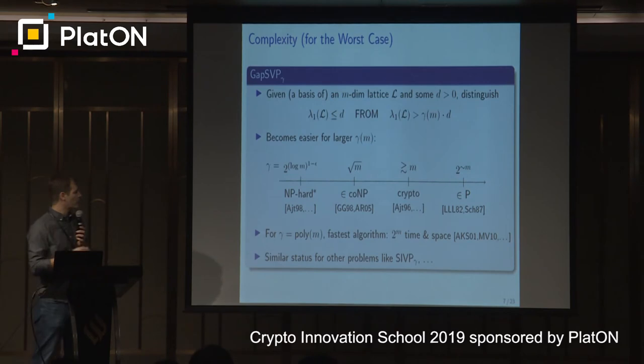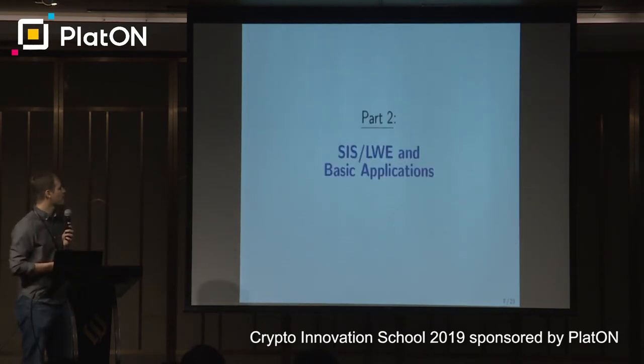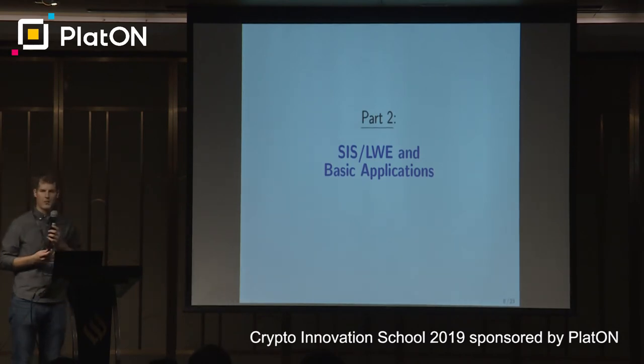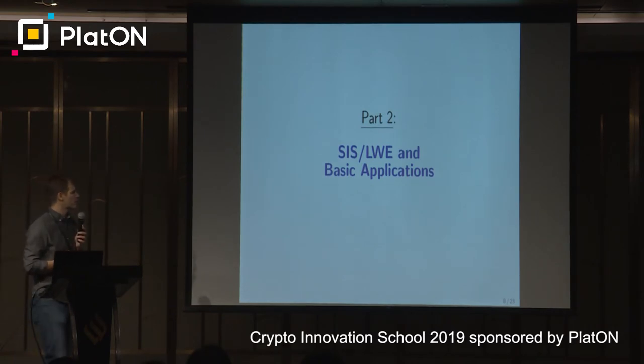So there are other problems, as we mentioned, things like the shortest independent vectors problem, and the complexity of these problems is similar to that of the shortest vector problem, with polynomial factors appearing to be very hard but not NP-hard, and exponential factors being easy. So now we are in a position to describe some of the basic cryptographic problems that we use from lattices and some of the constructions of cryptosystems.